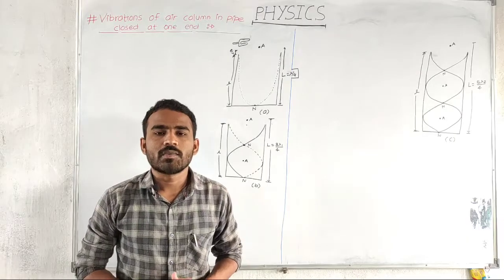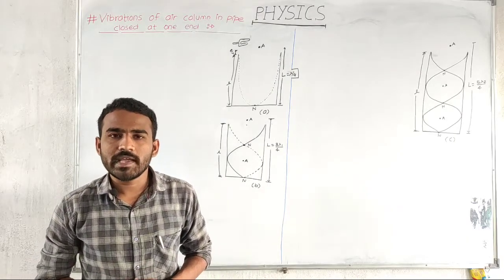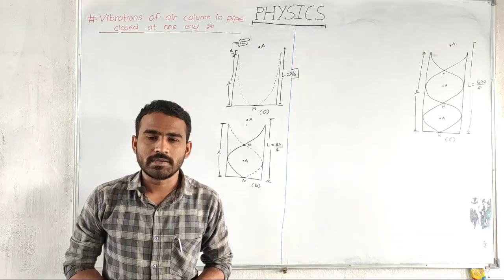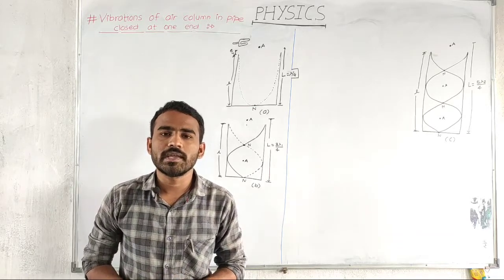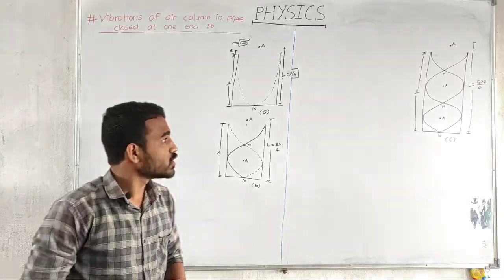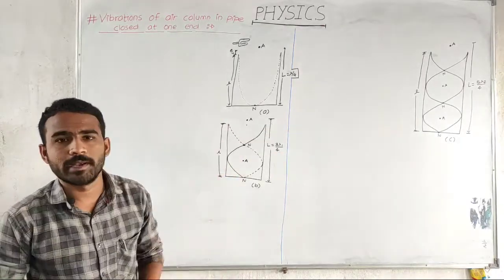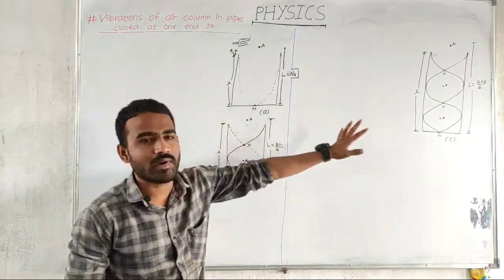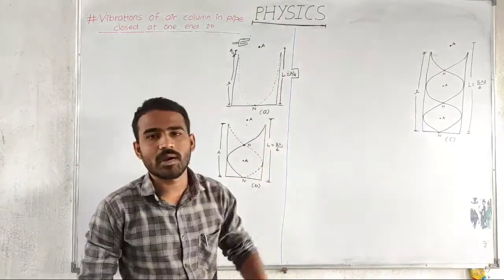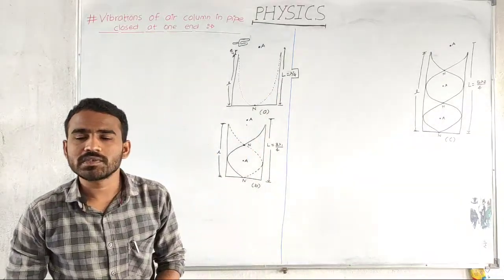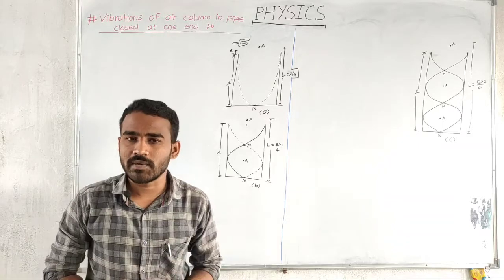Hello everyone. So our today's point is vibration of an air column in a pipe closed at one end. So that pipe is closed at one end. You can see these are the modes of vibrations. In this point we are going to study about the vibration and its frequency.